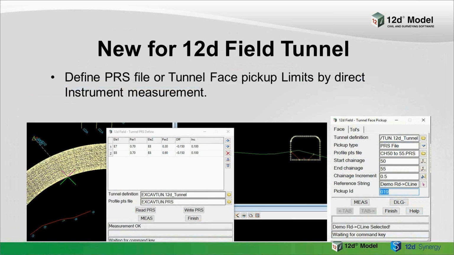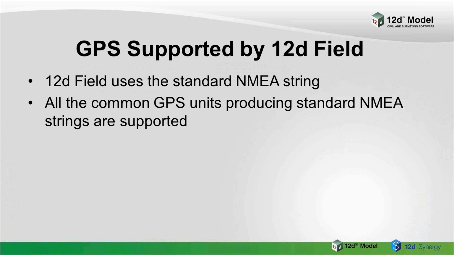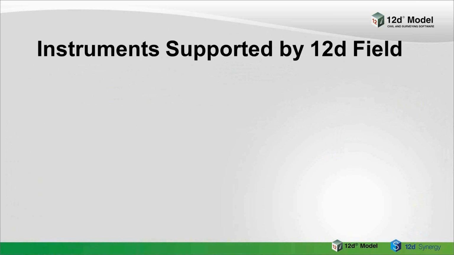Now, as far as with the 12D field tunnel, you can now use a PRF file or a face pickup, and you can limit and pick that directly out there in the field. With GPS, any GPS unit that has a standard NMEA string, we can support them, and most of them do, so we support most of those units.